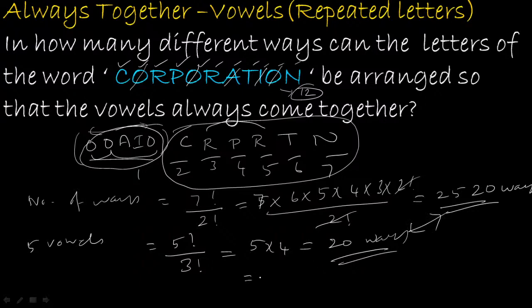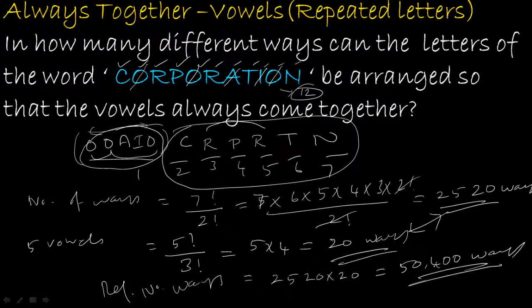So finally the required number of ways a word can be formed is the product of these two, that is 2520 times 20, that is 50,400 ways. So now you got a clear idea about if vowels always come together, in case of repeated and non-repeated letters, how can we calculate the number of different possible arrangements, isn't it?